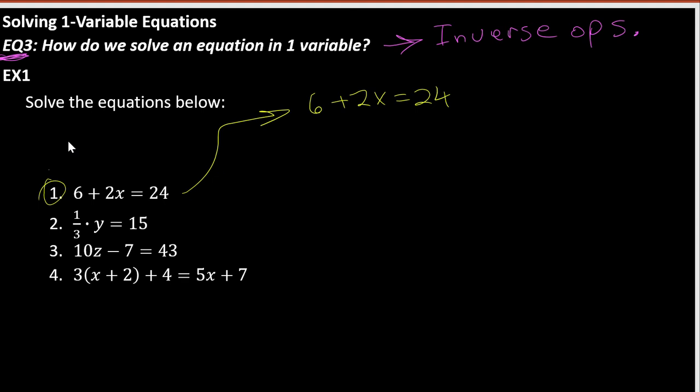Okay, we're just going to undo everything that's here to get the x by itself. So we're going to work from the outside in. The furthest out away from the variable that we're looking at is not the times 2, it's the plus 6. So we're going to do the inverse of plus 6, which of course is minus 6. That's going to give me 2x equals 18. Then we're just going to divide by 2 because that's the inverse of times 2. And x is therefore 9, right?